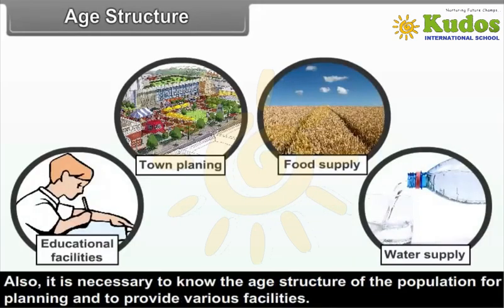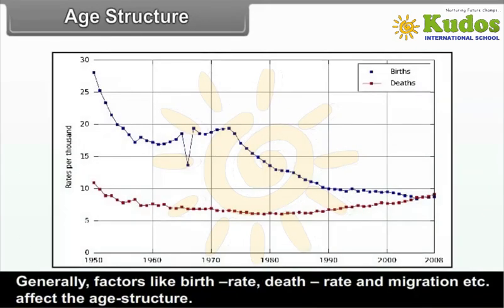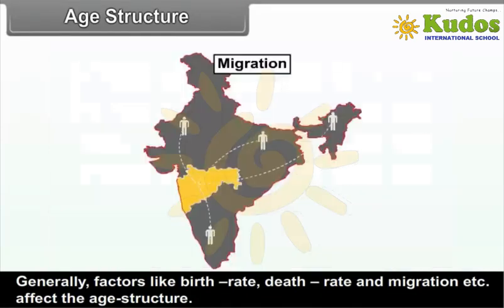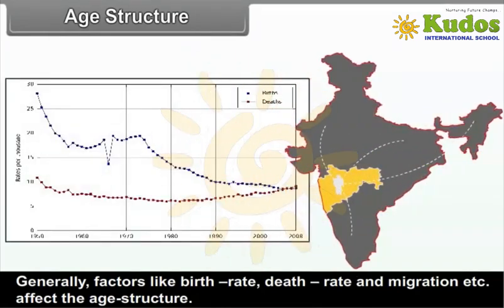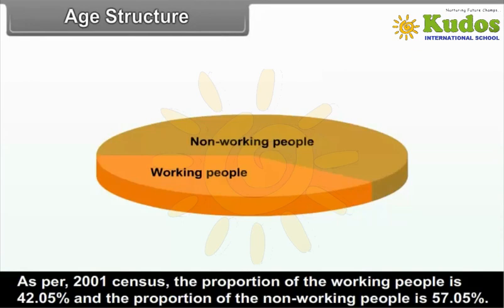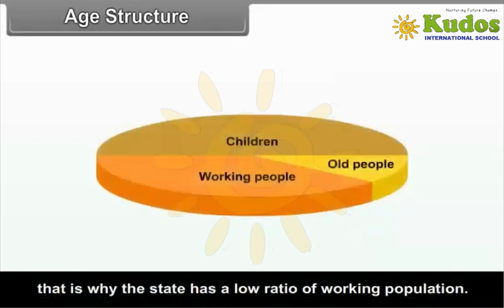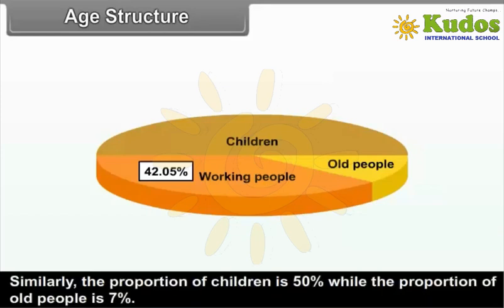Also, it is necessary to know the age structure of the population for planning and to provide various facilities. Generally, factors like birth rate, death rate, and migration affect the age structure. As per the 2001 census, the proportion of the working people is 42.05% and the proportion of the non-working people is 57.05%. That is why the state has a low ratio of working population. Similarly, the proportion of children is 50%, while the proportion of old people is 7%.